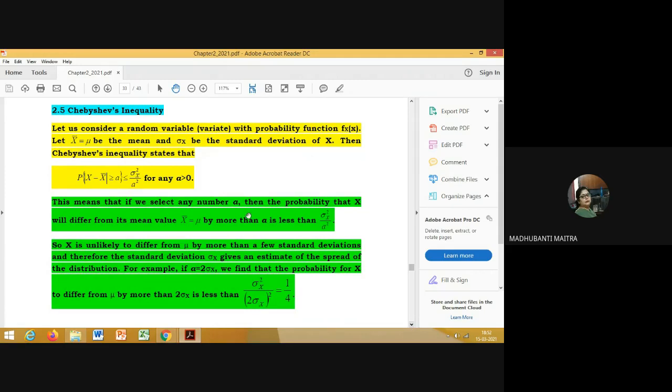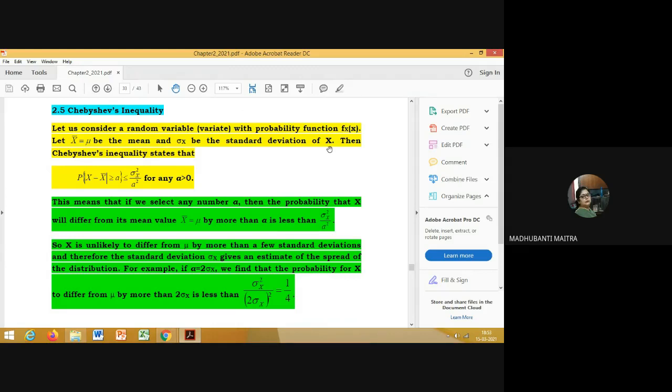Now the first one is Chebyshev's inequality. So what is the statement? Let us consider a random variable x with probability function f_x(x). This is the density function, and let x bar equal to mu be the mean value and sigma x be the standard deviation of x.